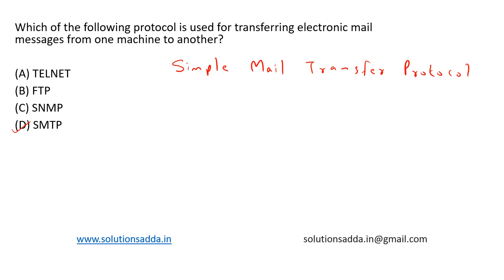SMTP is used when an email is delivered from an email client such as Outlook Express to an email server, or when an email is delivered from one email server to another. And SMTP uses port 25. So the correct option is option D, SMTP, Simple Mail Transfer Protocol.